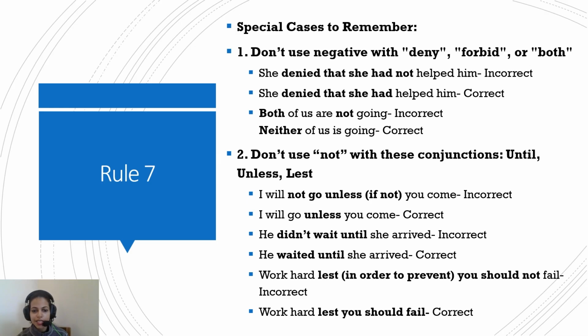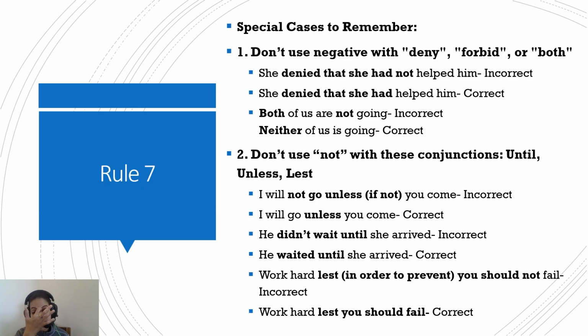Don't use not with these conjunctions: until, unless, and lest. Again, these also have negative implications. So using not with them would again make it a double negative and hence grammatically incorrect. So, I will not go unless you come. Unless already means not. So double negative, hence wrong. The right way would be, I will go unless you come. Similarly, he didn't wait until she arrived. It's incorrect because didn't and until both are negatives. He waited until she arrived.